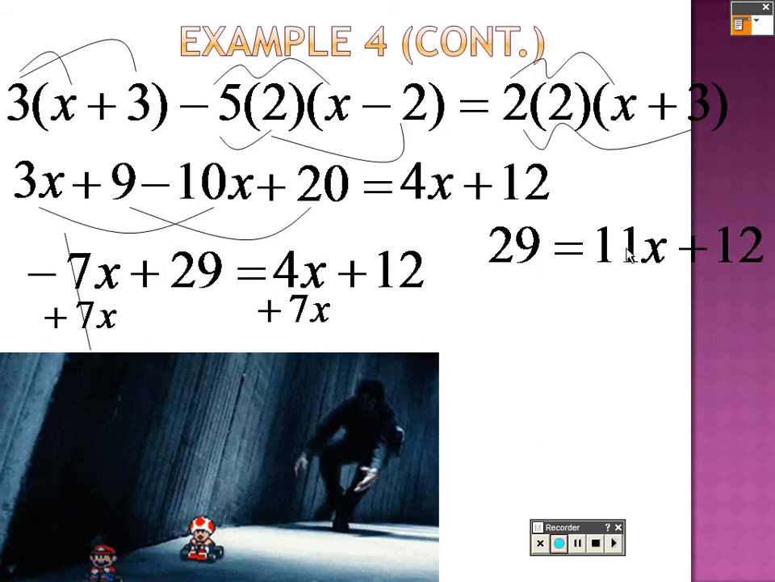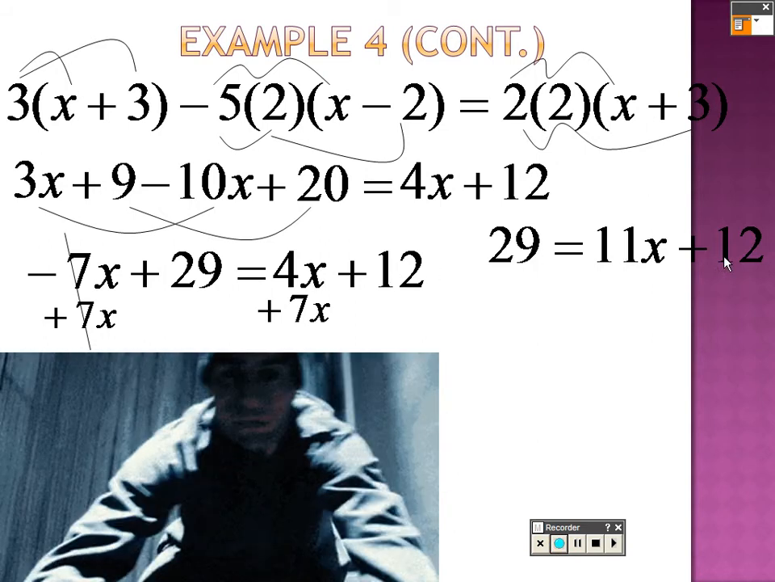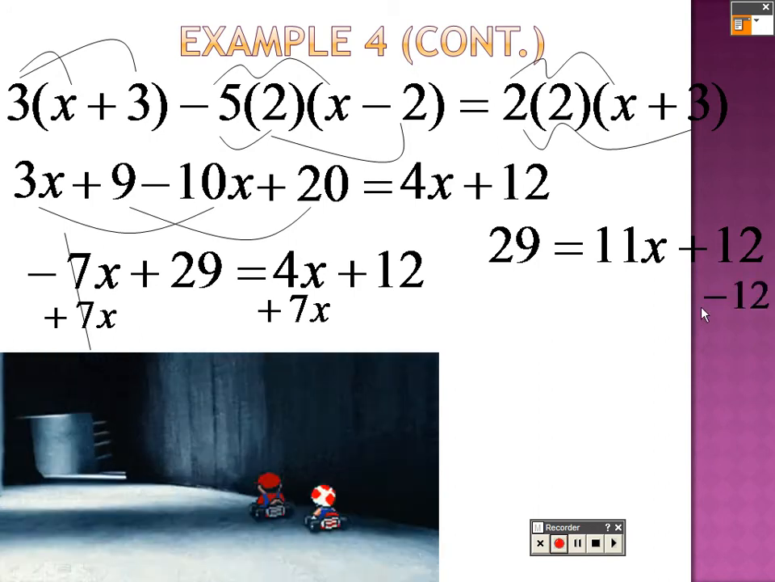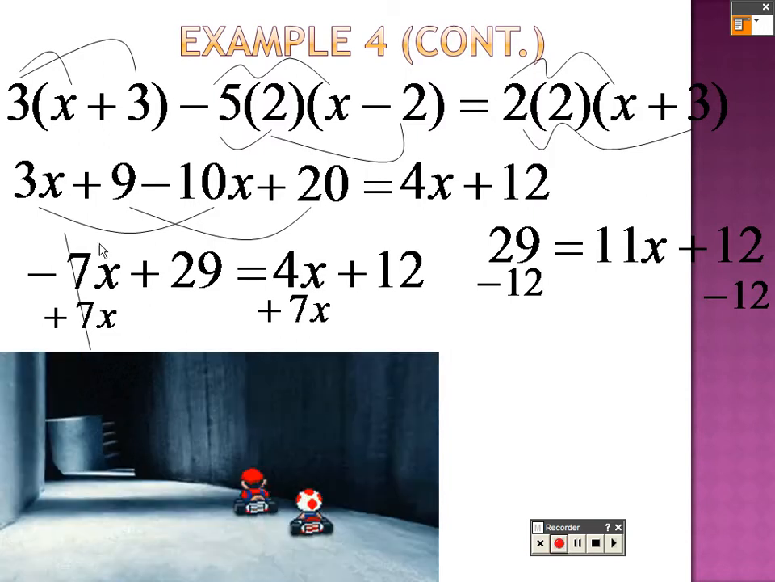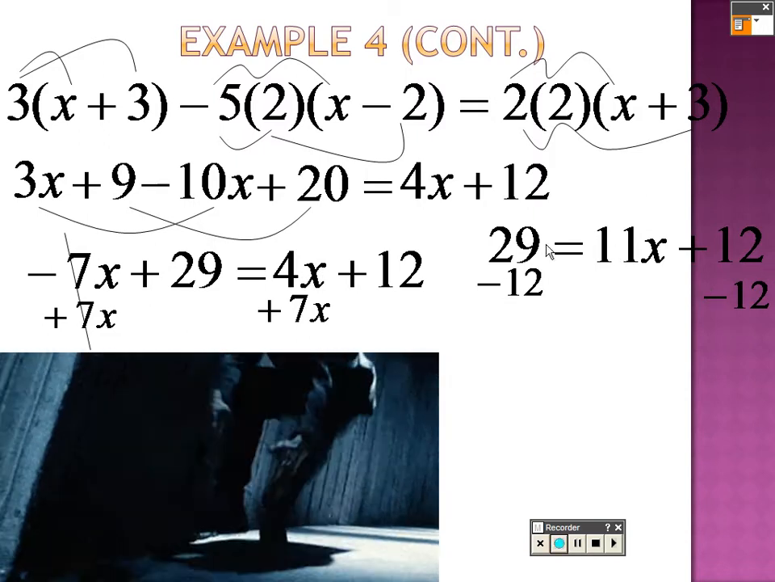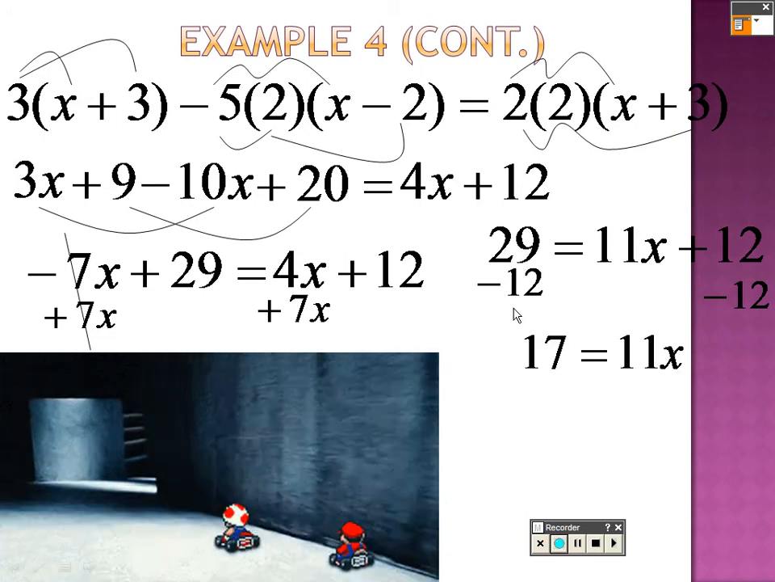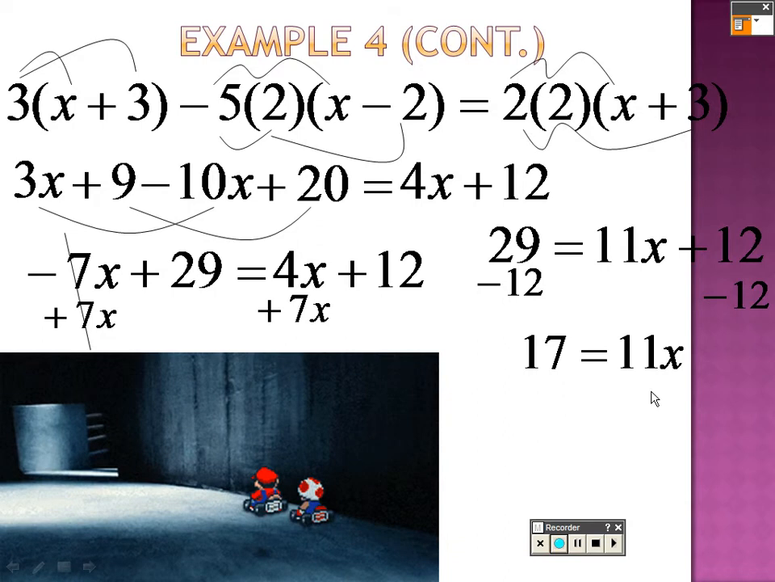4 plus 7 is 11x's. And I still have a positive 12. Because that's a positive 12, now I'm going to subtract a 12, because remember, I moved my x's to the right, so now I need to move my numbers to the left. So 29 minus 12, that is 17. So I have 17, and I still have 11x left over on this side.